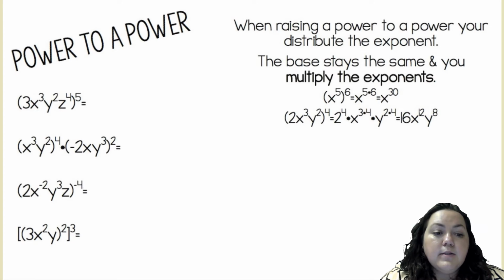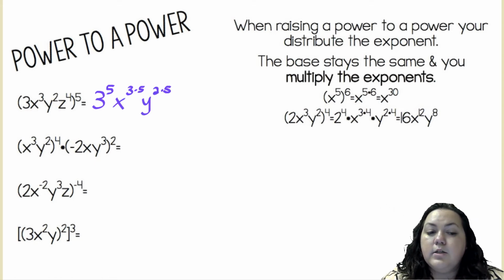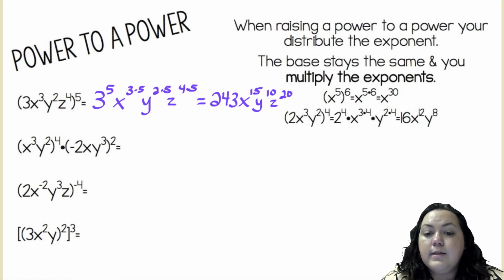All right, in this one, I have 3x to the 3rd, y squared, times z to the 4th, all raised to the 5th. So I'm going to do 3 to the 5th power, and then I'm going to do x to the 3 times 5, y to the 2 times 5, and z to the 4 times 5. And when I multiply those out, I get 243 x to the 15th, y to the 10th, z to the 20th.